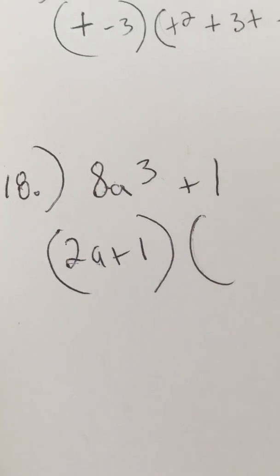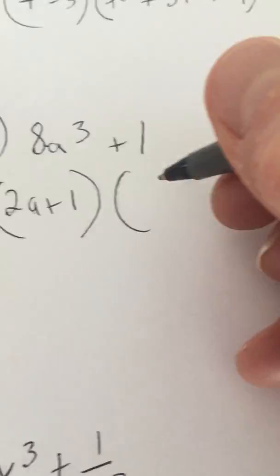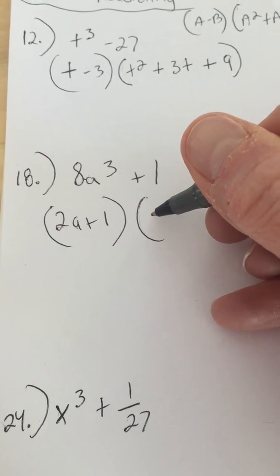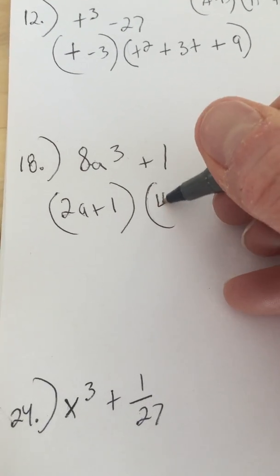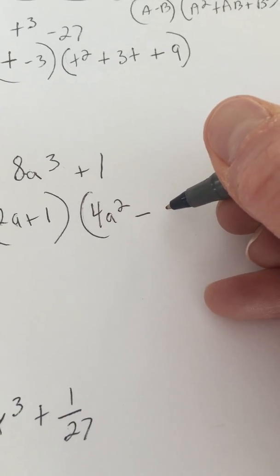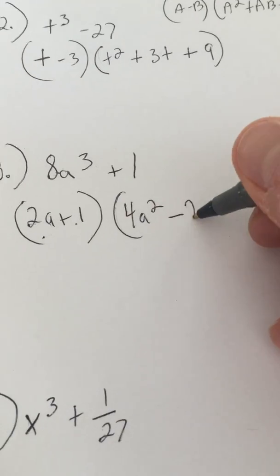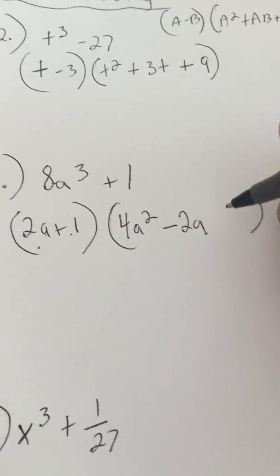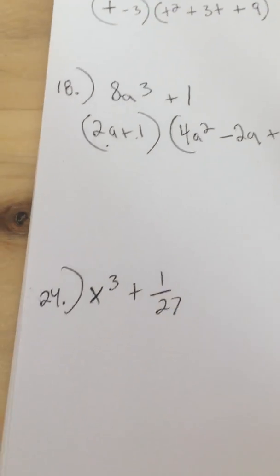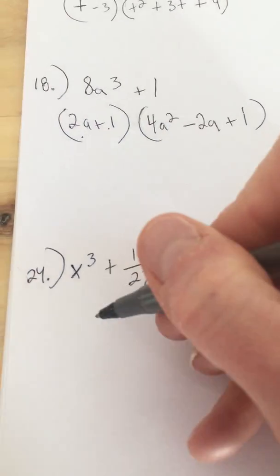So now here's where you've got your 3. And it's going to be the opposite. So the first thing I'm going to do is 2a squared. So 2 times 2 is 4. And then a squared. And then I'm going to have the opposite sign. And I'm going to do 2a times 1, and that's going to give me 2a, and then plus 1, always positive. So there's 18.